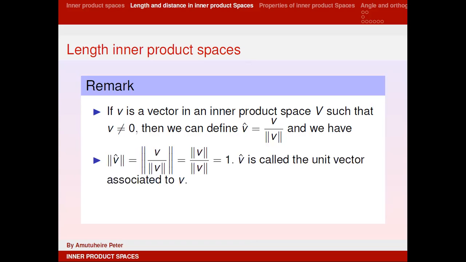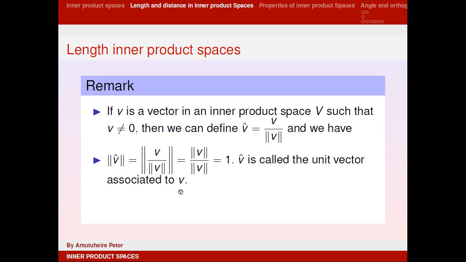Now here we are checking that when we do this, we are getting a unit vector. What shows that this is a unit vector is that we should be able to get its norm or length as 1. So let's compute the length of this vector of ours. When we divide here, we get 1. So this is called the unit vector associated to v.